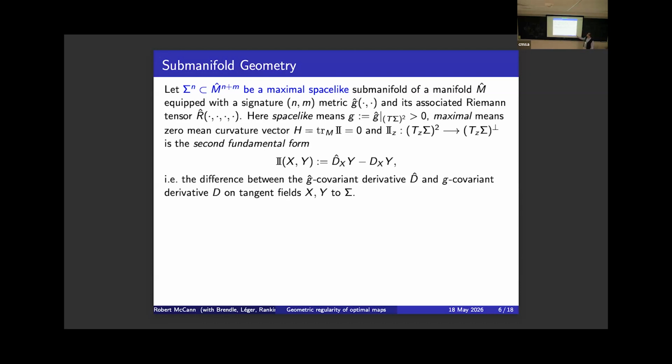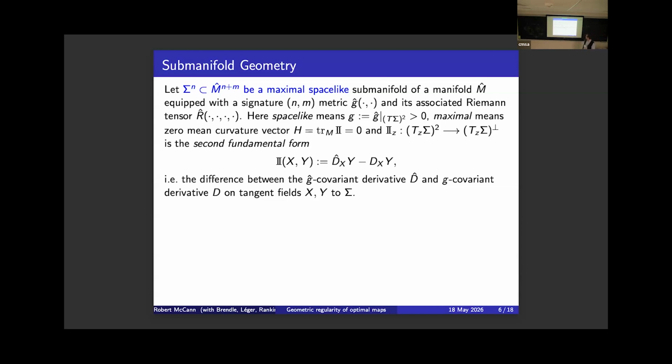And so maximal is going to mean that the mean curvature vector of sigma, which is the trace of its second fundamental form, vanishes, where the second fundamental form is this gadget that takes two tangent vectors to sigma and sends them to a normal vector to sigma. And basically it measures the difference between covariant differentiation in the submanifold and covariant differentiation in the ambient space. So the capital X and capital Y will be tangent vector fields on the submanifold. So this thing here is going to be my submanifold in the application.